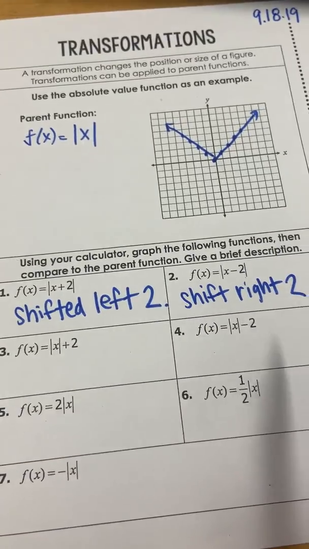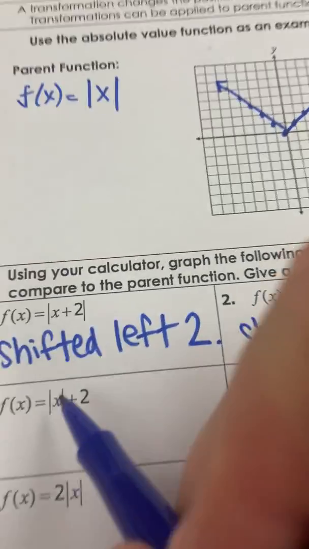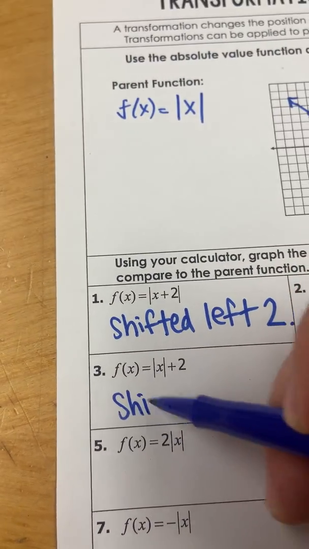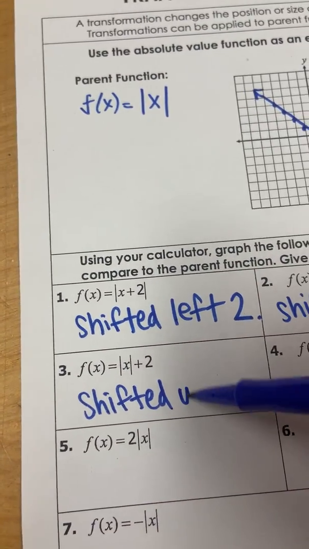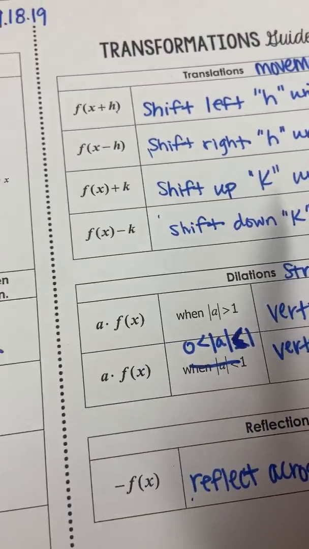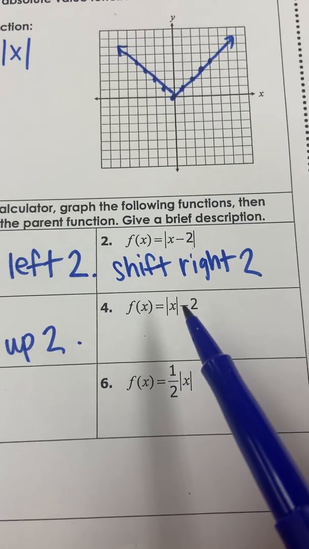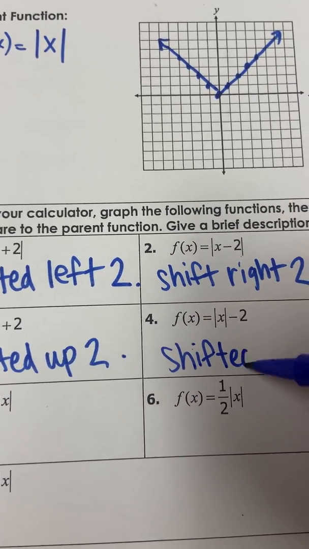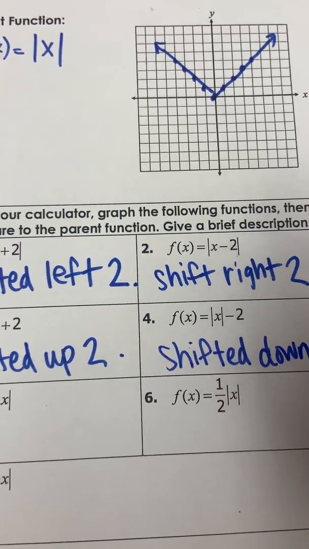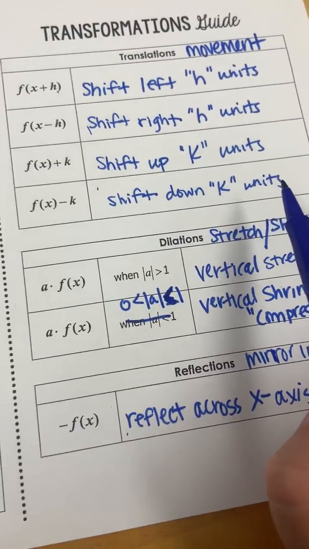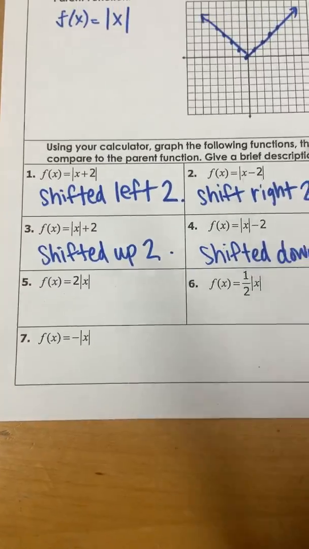If you have the plus or minus some number inside of the parentheses, it's right and left. If it's outside of the parentheses, it's up and down. So this would be, you could say shifted up 2. And that goes with this one right here. And then this one is shifted down 2. And that goes with this row right here. Okay, we just have a few more.